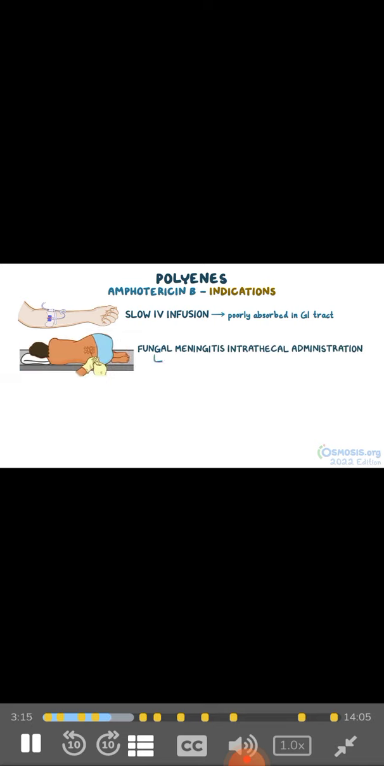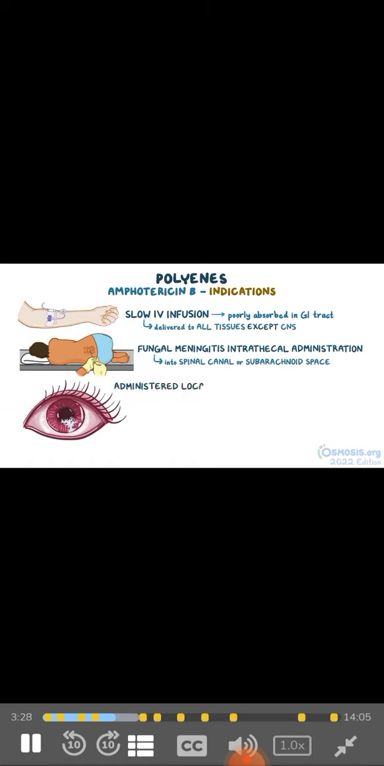It's usually given by slow intravenous infusion, as it's poorly absorbed by the gastrointestinal tract. In fungal meningitis, intrathecal administration, meaning injection into the spinal canal, or into the subarachnoid space, has been used, since the drug is widely distributed to all tissues except the central nervous system, or CNS, when administered intravenously. It can also be administered locally in the treatment of mycotic corneal ulcers and keratitis. Amphotericin is mainly eliminated via hepatic metabolism, while a small fraction is excreted through the kidneys.